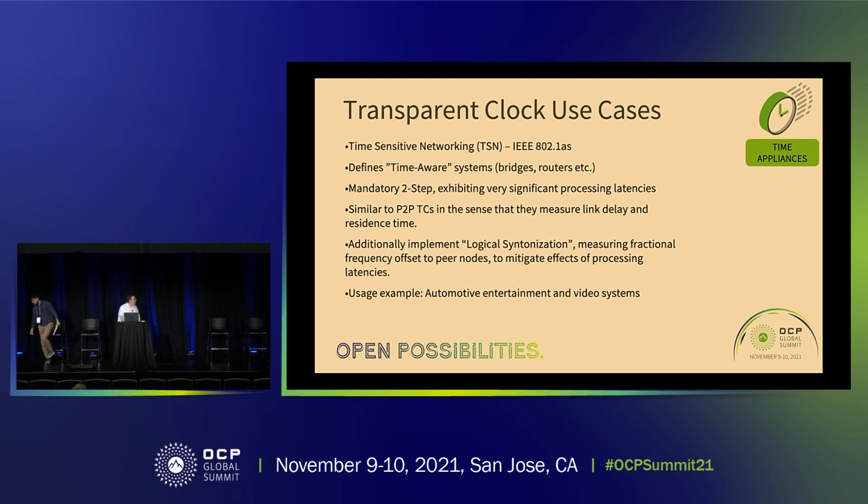roughly what your offset is. This is never going to be as accurate as the single-digit ppb that you need in backhaul, but it's good enough for the accuracy goals of TSN, which is roughly a microsecond across 7 hops. So that's good enough for that, and this logical syntonization is actually required. Usage examples of TSN are in automotive, and in automotive entertainment and video systems.